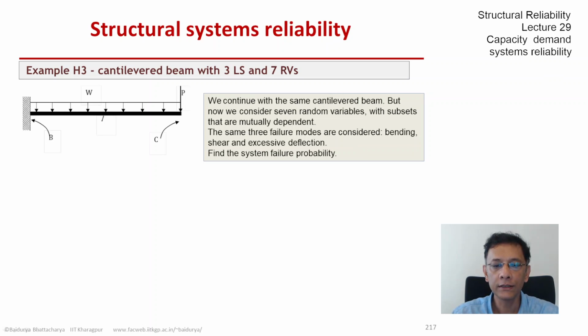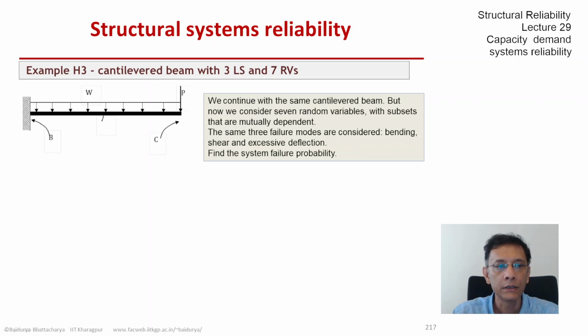We continue with the same structural member for this example, but now we consider 7 random variables in place of 2 as we did before, and we are going to solve this using Monte Carlo simulations. As you see, there is dependence among these 7 random variables, which we're going to describe shortly. So let us go through them step by step. We have the same 3 limit states as we did before.